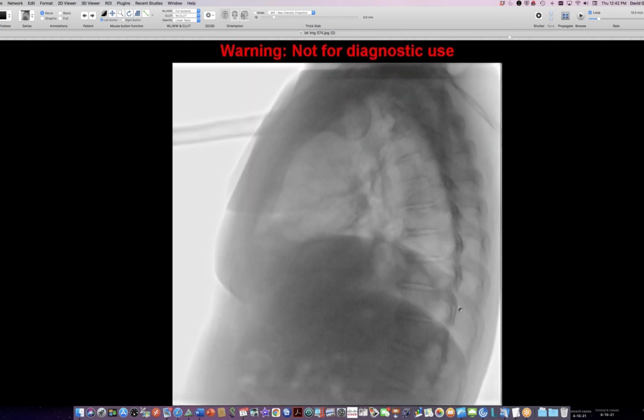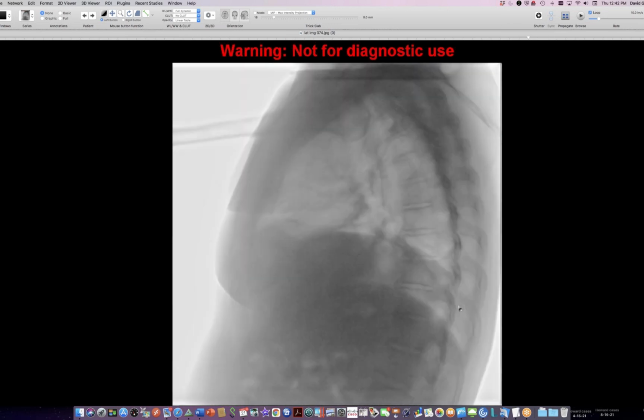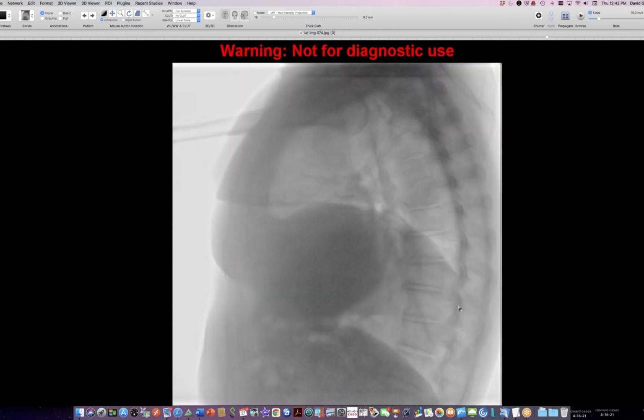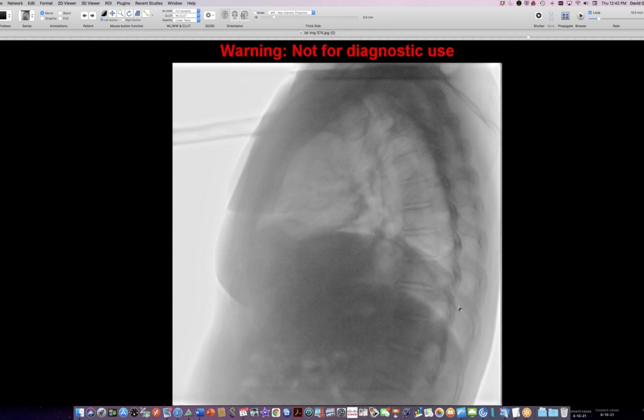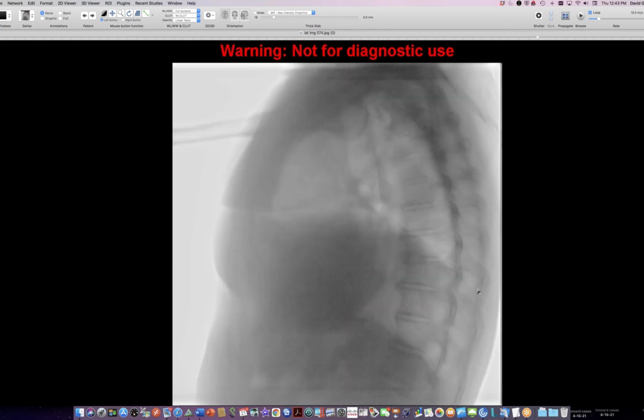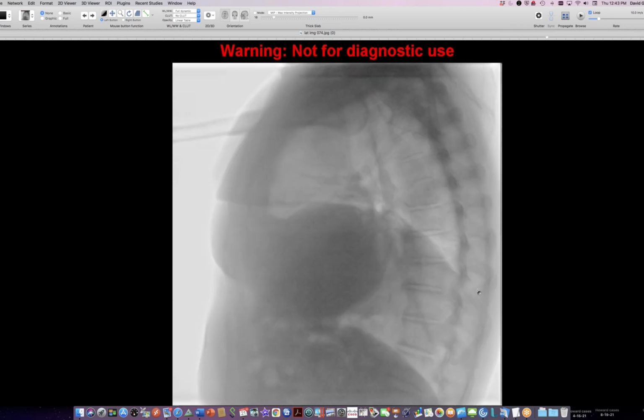So paradoxical motion does not equal paralysis. Paradoxical motion indicates relative weakness compared to the stronger side. And he actually is able to resist that posteriorly on the right. So, from the sniff test, I said this is moderate weakness, but this is not paralysis of the right hemidiaphragm. So please note, paradox does not equal paralysis, it equals relative weakness.